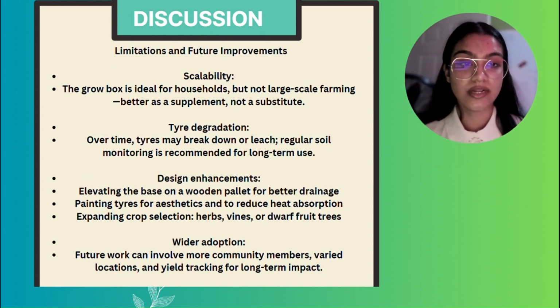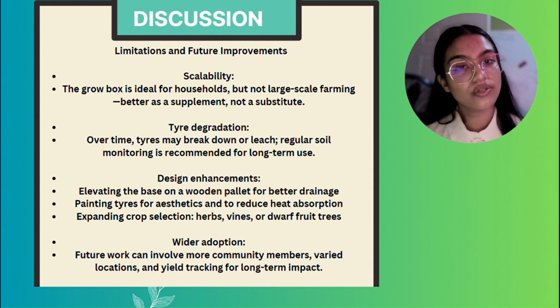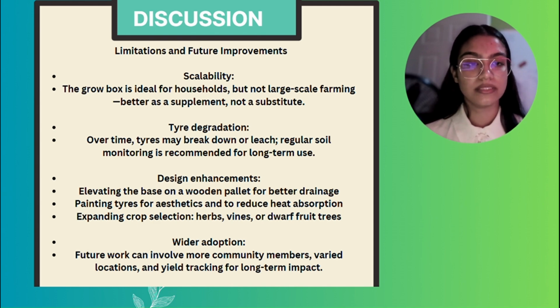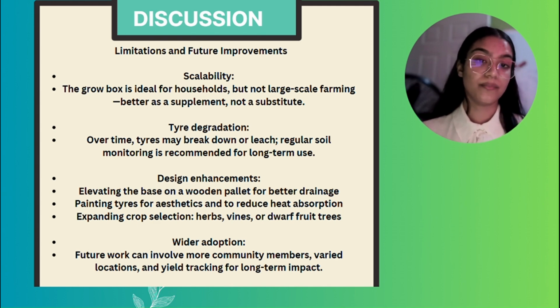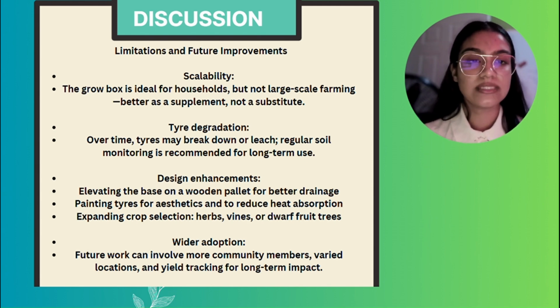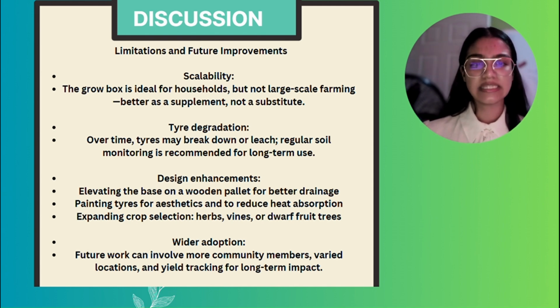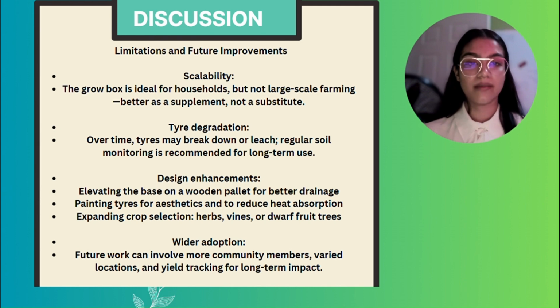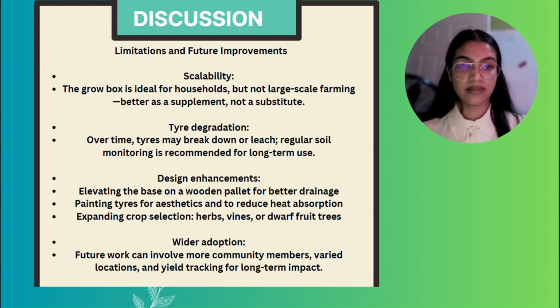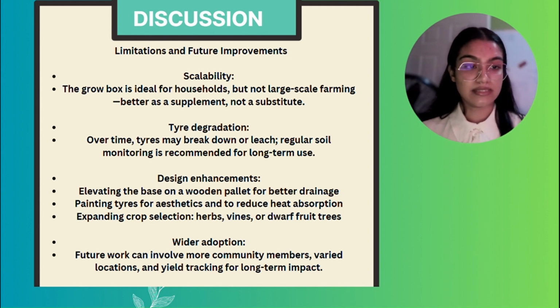As successful as our project was, we also recognize that no solution is perfect, and our grow box has its own limitations and opportunities for improvements. The first limitation is scalability. While the system works great for a household or small backyard, it isn't designed for large scale farming or mass food production. It's best used as a supplement to a family's grocery supply, not a full replacement.